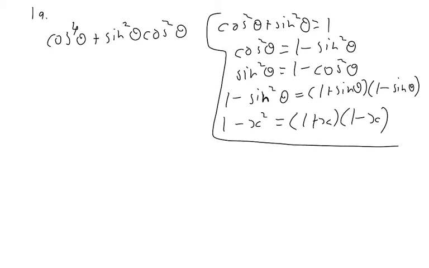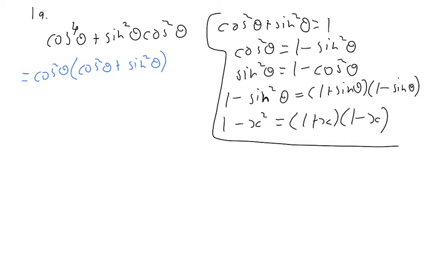Because with this one, we'll go back to the original question. Cos to the power of 4 theta plus sine squared theta cos squared theta. We're factorizing, ultimately what we're doing. And the first step of factorizing is finding the common factor. And if you look, you'll see we've got the common factor of cos squared. So that equals cos squared theta, and we'll bracket, so that means that cos to the power of 4 becomes cos squared theta plus sine squared theta.